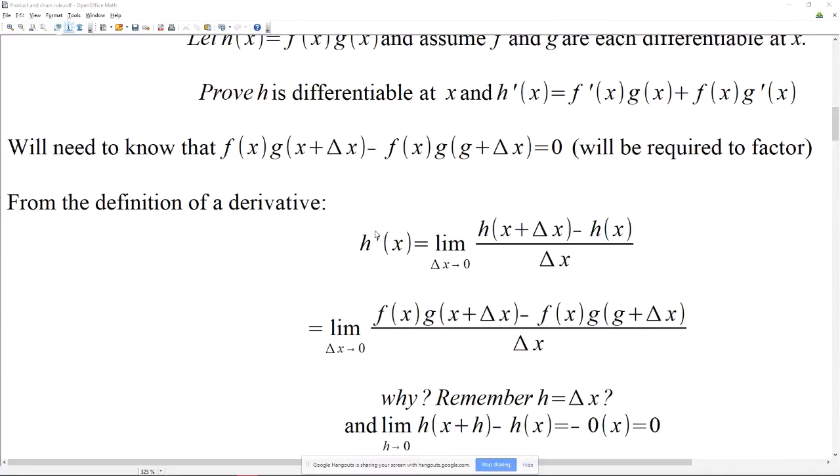But anyways, let's move on. So we recognize this formula now.